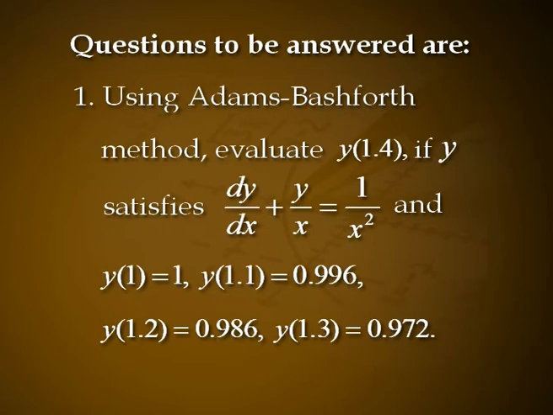Before concluding this session, try to answer the following questions. Number 1. Using the Adams-Bashforth method, evaluate y at 1.4 if y satisfies dy/dx + y/x = 1/x², and y(1) = 1, y(1.1) = 0.996, y(1.2) = 0.986, y(1.3) = 0.972.